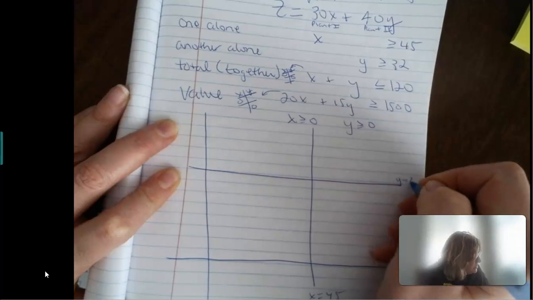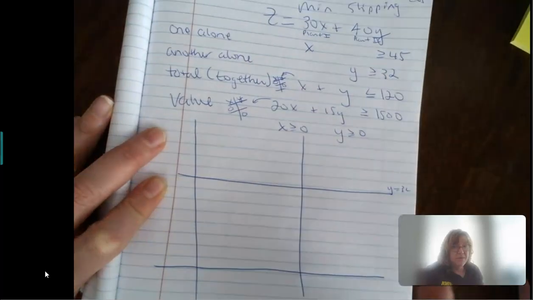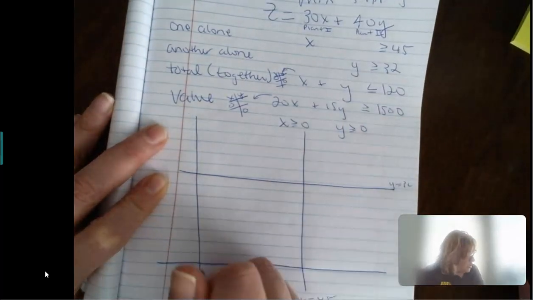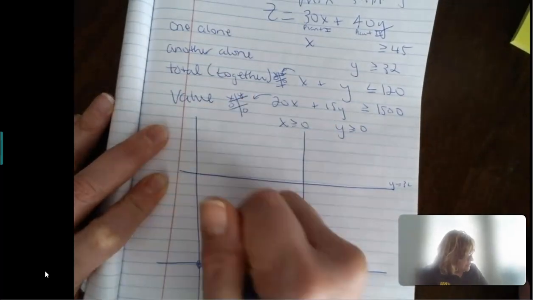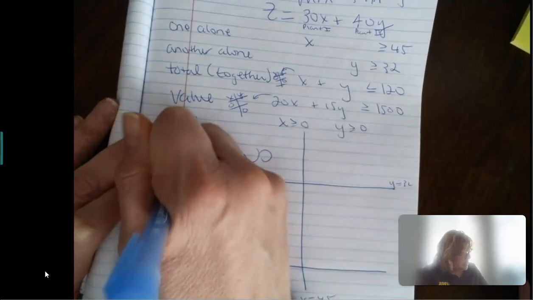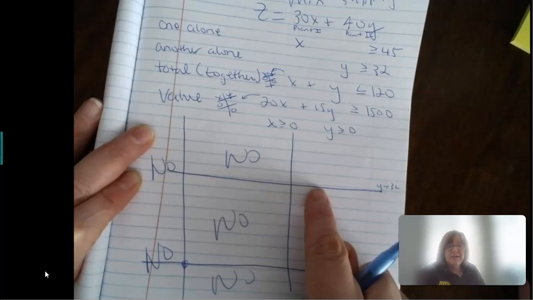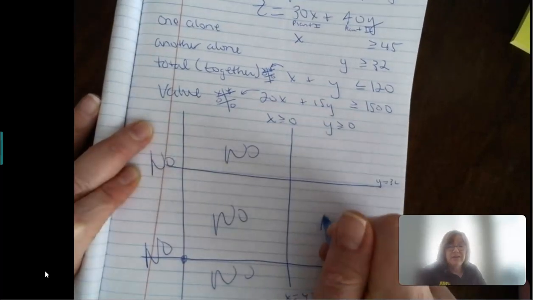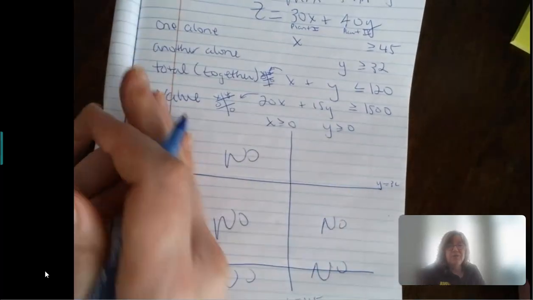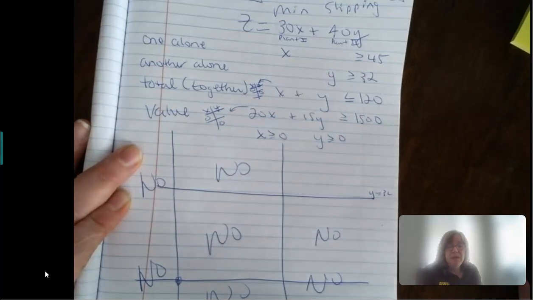So y equals 32. Now, 0 is not greater than 45, and 0 is not greater than 32. So right now, if I go towards 0, this is all no's, right? None of that, because we're over here. And 0 is on this side of that line. Those are all no's as well, because it's not towards 0 for either one. So I know I'm up in that area, okay?